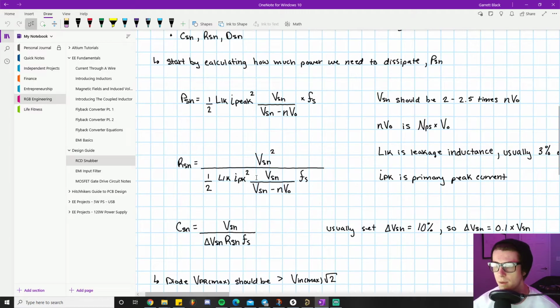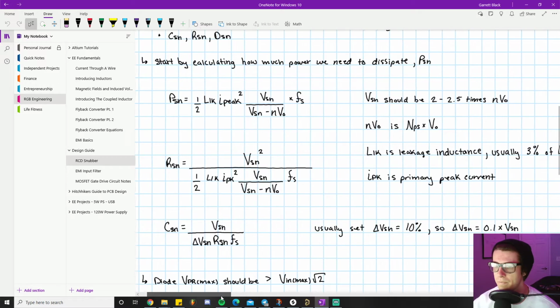Looking at this, we know that we can calculate RSN. So P equals V squared over R. We know V snub, so we just do V squared, and then over P, it's going to calculate R. We have V squared over R, so we cross multiply, multiply the R over and divide by P, and we have this value for P. So we know that R snub is equal to 1/2 times this whole quantity, which is the same thing. And then FS is the switching frequency of our flyback controller, usually like 100 kilohertz, 105, 110 kilohertz.